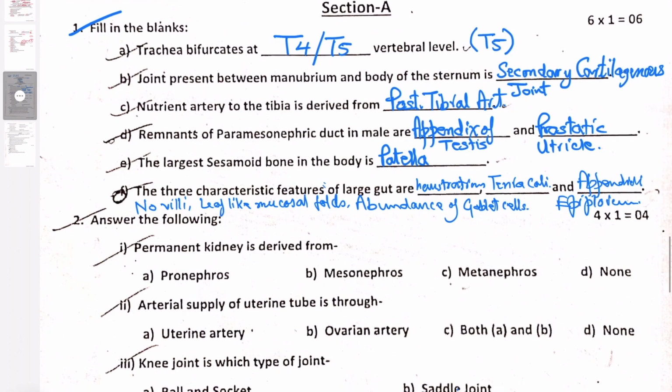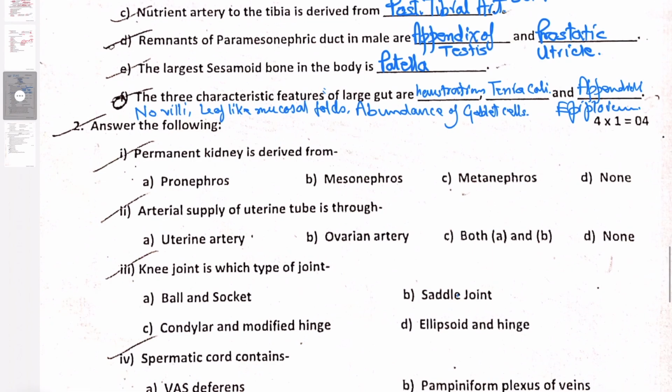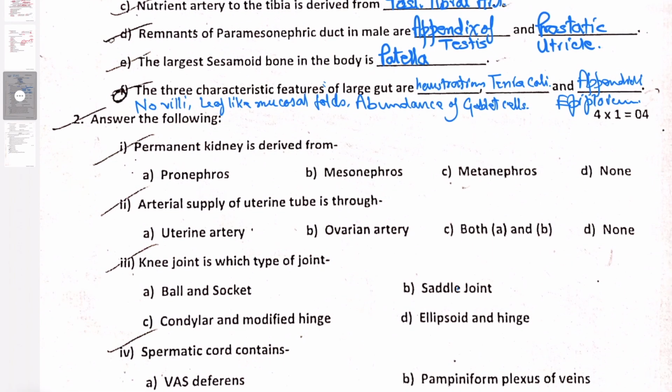That's completed. Now let's answer these 4 MCQs. Question number 1. Permanent kidney is derived from pronephros, mesonephros, metanephros, none. If you've been watching this video right from the beginning, then you must know that I have already given this idea about pronephros, mesonephros and metanephros. So they are asking, permanent kidney means the definitive kidney. Definitive kidney or the permanent kidney means it stays there till adulthood.